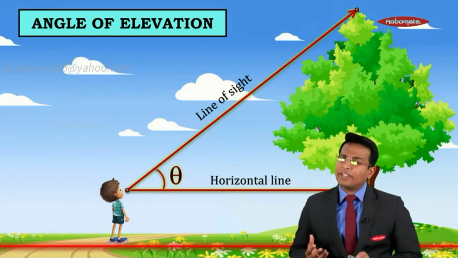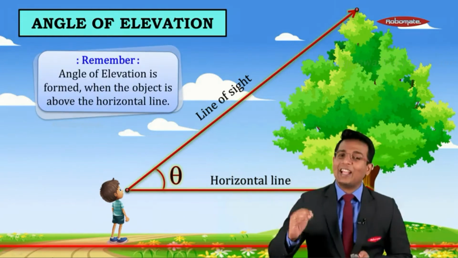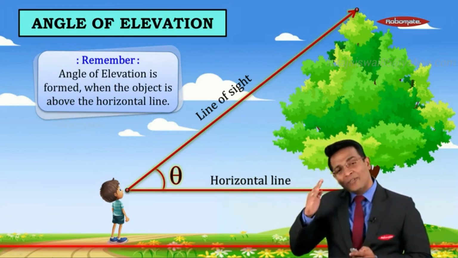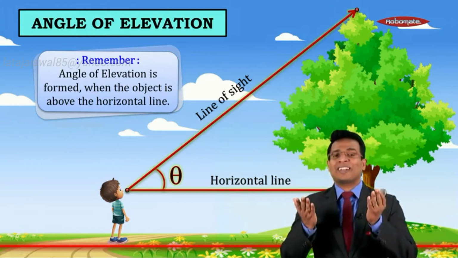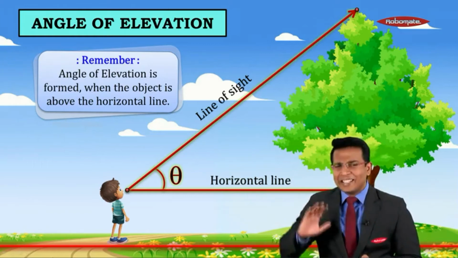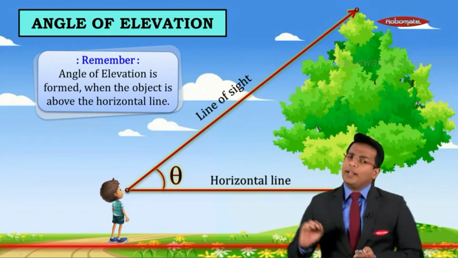So students, you understood what is angle of elevation? Yes, it is an angle made by the line of sight with the horizontal line when the observer is looking above the horizontal line, right? Wasn't that easy? Simple, right? Beautiful. Now we move ahead.